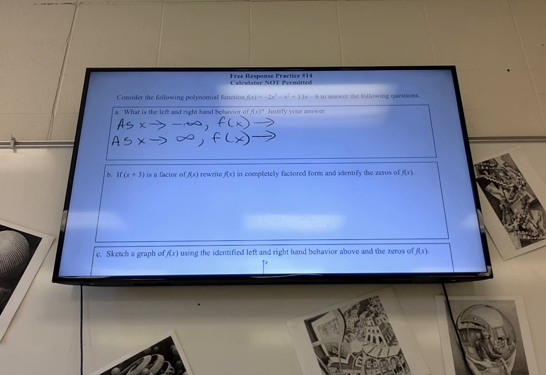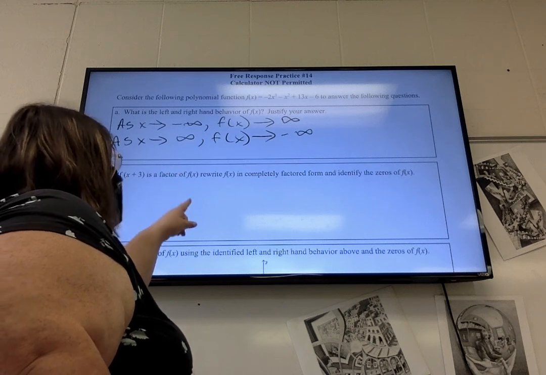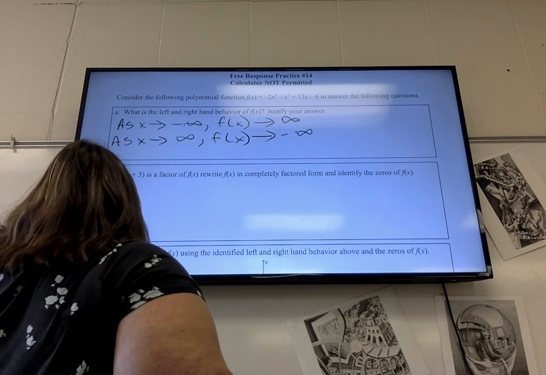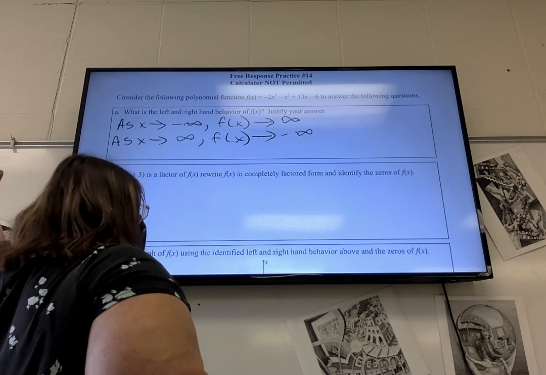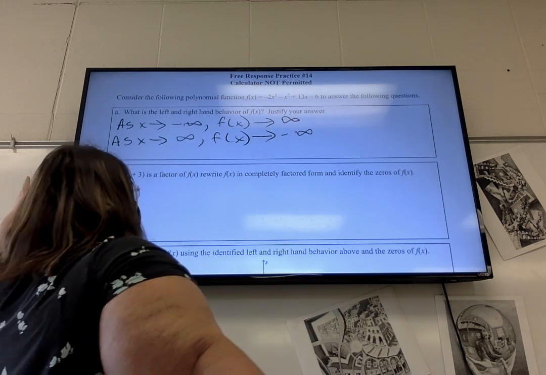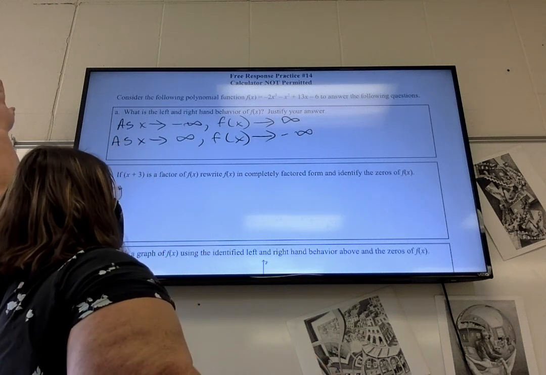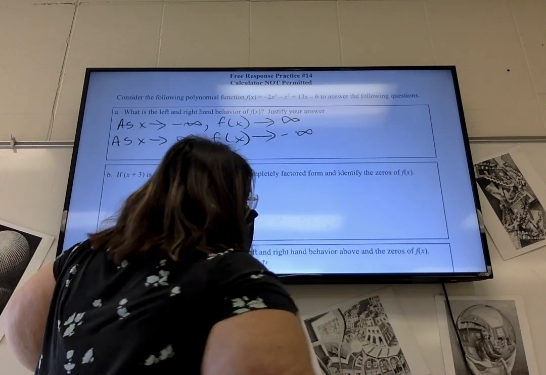Okay, so as x goes to the left, what's f of x going to do? Go positive. Yes, it's going to go up. And then as x goes to the right, f of x is going to go negative. The reason why is because that top has a degree of 3, so it's an odd degree, so I know it's going to point in opposite directions. Then the leading coefficient is negative. If it's negative, then it goes up on the left and down on the right. So that's why as I go to the left, it's going up, and as I go to the right, it's going down.